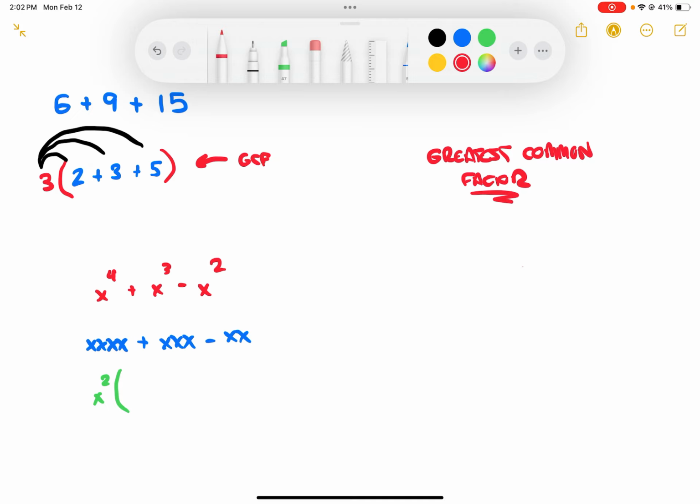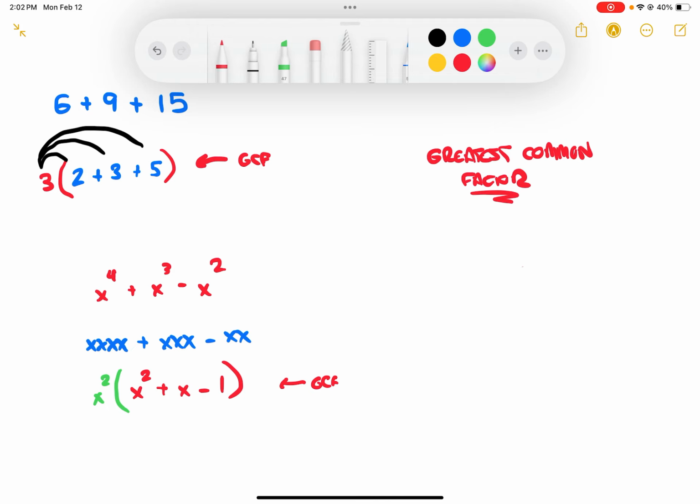And now it's x to the 4th divided by x squared. And since we're using our quotient rule, when we divide these bases, we're going to subtract their exponents. So x to the power of 4 minus 2 is 2, plus x cubed divided by x squared, that's x to the power of 3 minus 2, which is x to the 1st, which will just be x, minus x squared divided by x squared. Any number divided by itself is just 1. And that would be another example of greatest common factor in action.